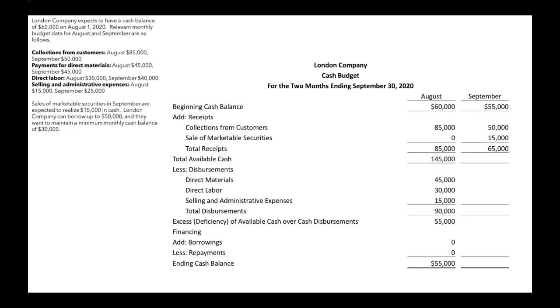Then our total available cash, that's our beginning cash balance plus our total receipts. So $55,000 plus $65,000, and we have $120,000 in total available cash. Then we can move on to the disbursements section.